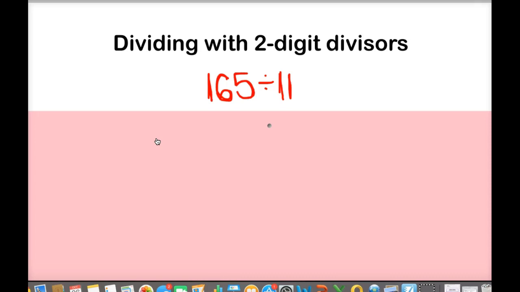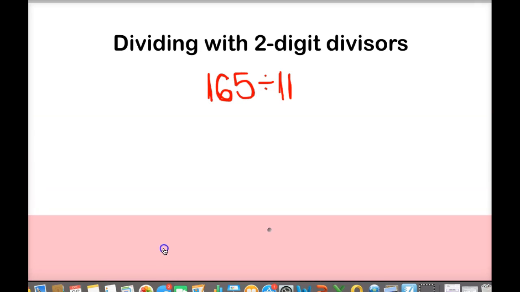Now instead of just going straight to long division, I'm going to show you how to use base 10 blocks to divide this problem. First of all, just like with dividing by one-digit divisors, we have to start by building our dividend.